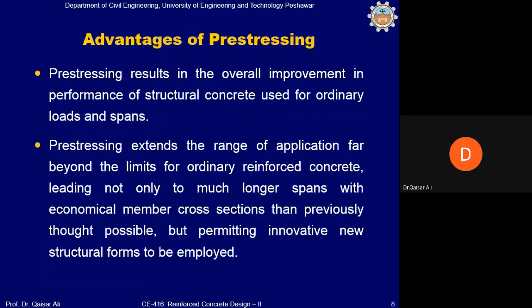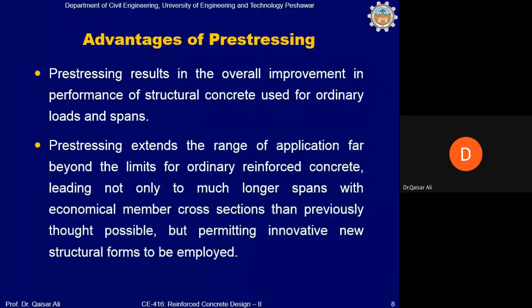And pre-stressing results in the overall improvement in performance of structural concrete used for ordinary loads and spans. Pre-stressing extends the range of application far beyond the limits for ordinary reinforced concrete, leading not only to much longer spans, because the problem with reinforced concrete is that in longer spans you will have to use deeper members, and in pre-stressed concrete there is no need of using deeper members, because the deflection can be completely eliminated.